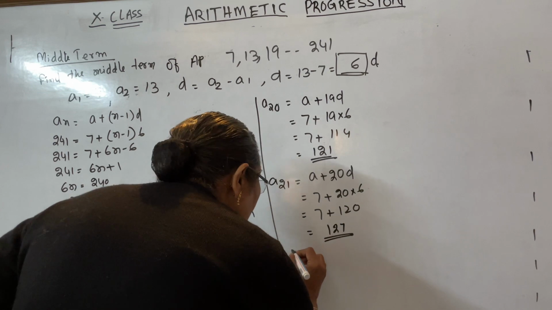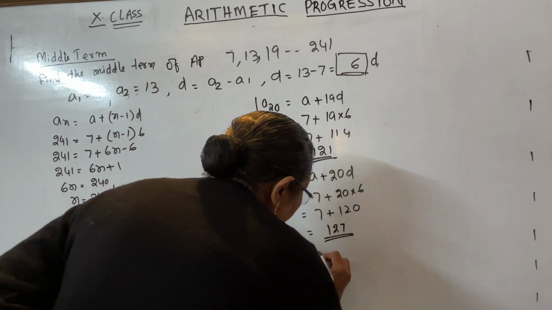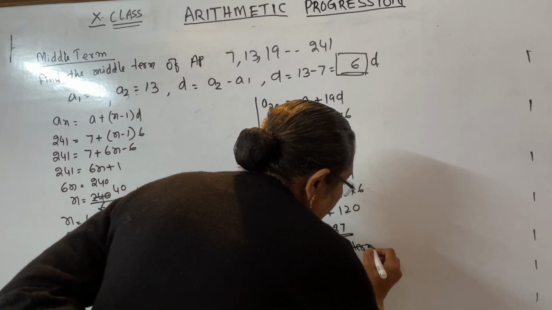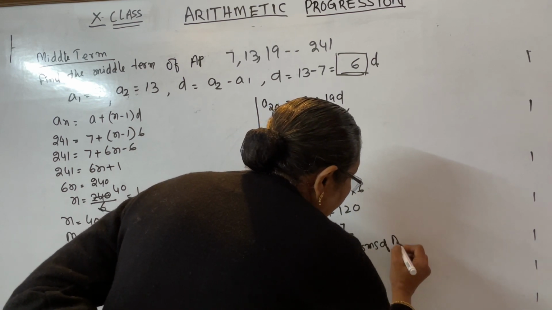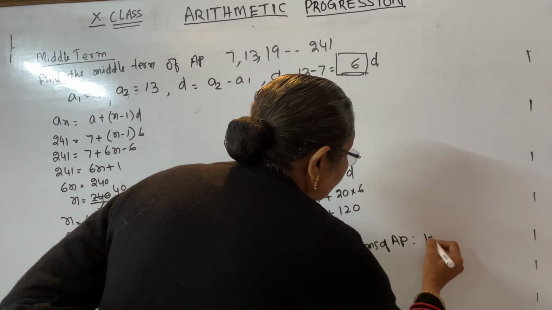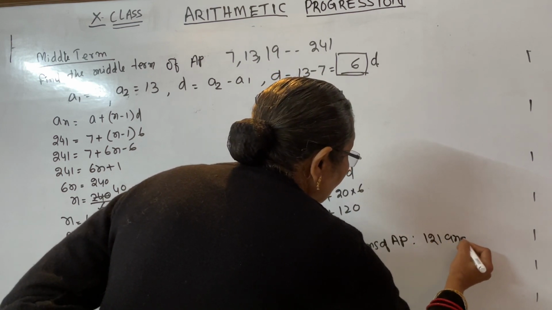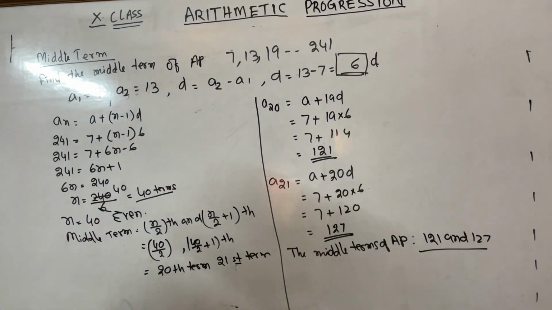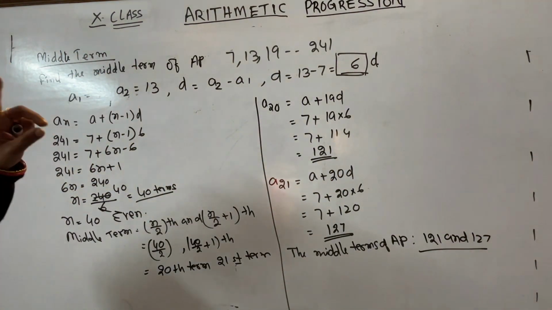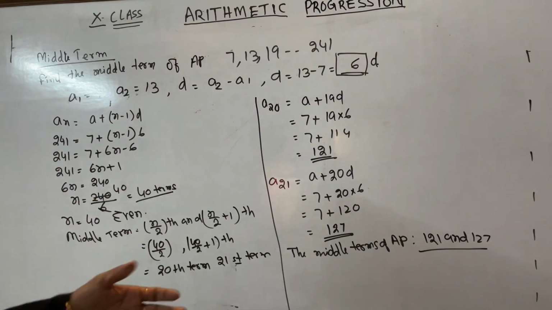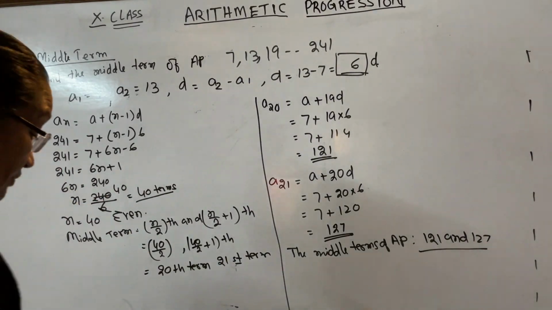What is the answer? The middle terms of the AP are 121 and 127. This is the answer, right? This question has also come, but we should know this. If they give an even number of terms, then we have to find it this way. Okay, now let's go for a tricky one.